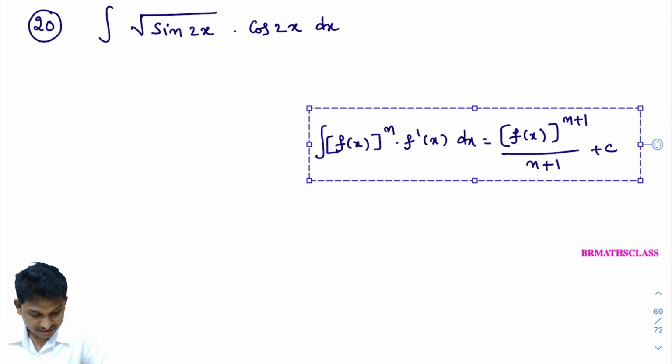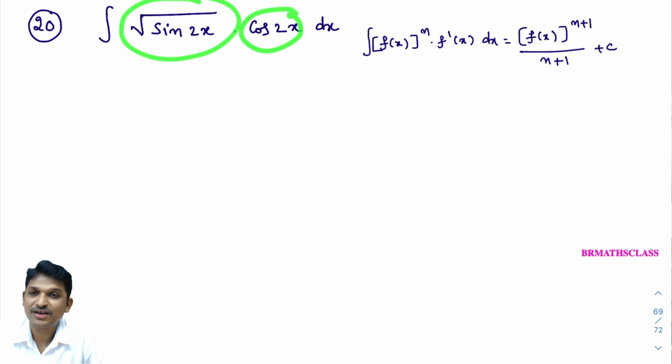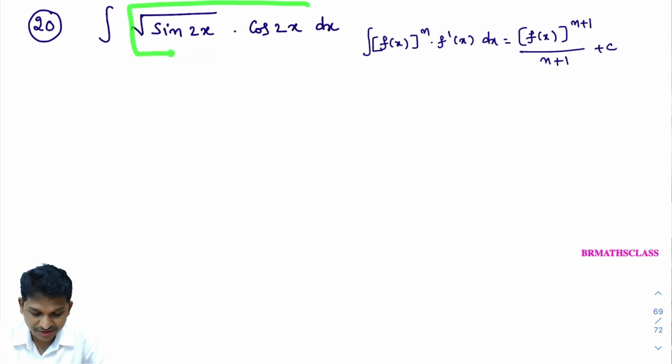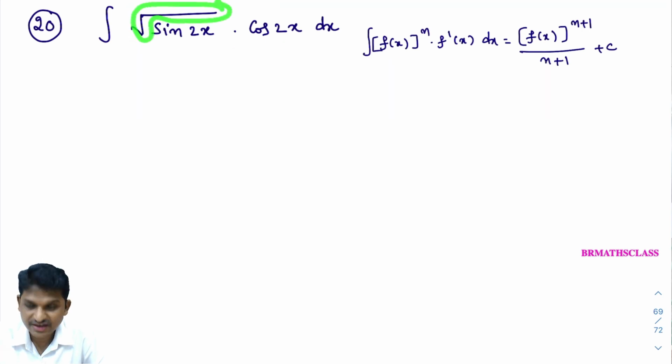Now you observe this one. Integral of root of sine 2x into cos 2x dx. How to do this problem? Our basic idea is to observe whether the given function is of the form integral of f of x whole power n into f dash of x dx. Here a root is there in the question. This root I'll write as whole power 1 by 2.